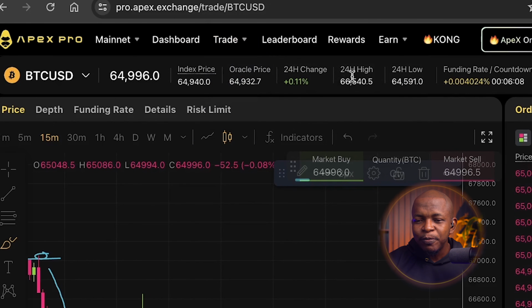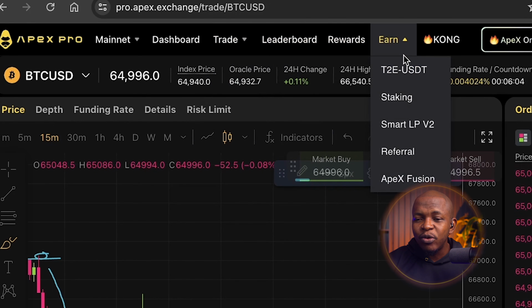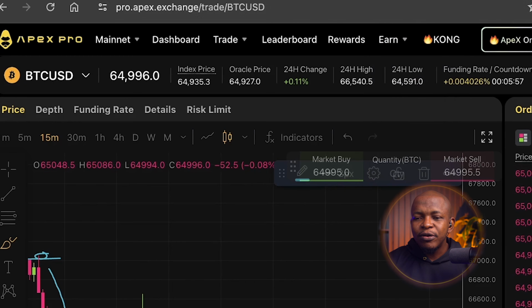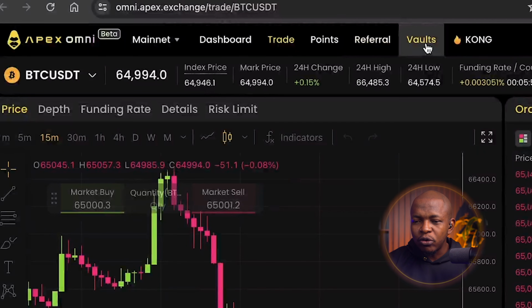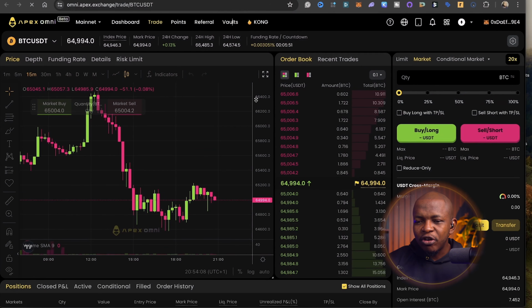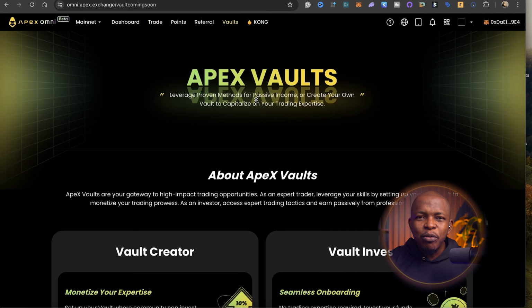Another difference is that on Apex Pro, you can do both contract and grid trading, which I will explain really soon. You have a leaderboard, and this way you can do your staking, your liquidity provision, and all the rest. And on Apex Omni, you have the vault. The vault is coming soon. It is more like the social trading or copy trading part of the Apex ecosystem, where you can see a profitable trader and probably copy their trades.